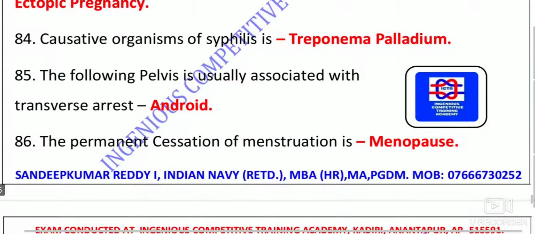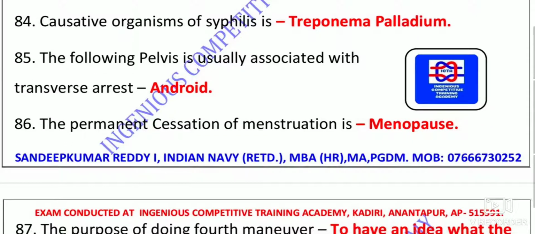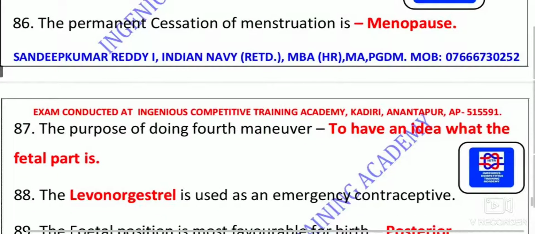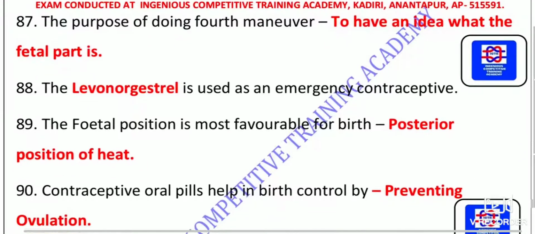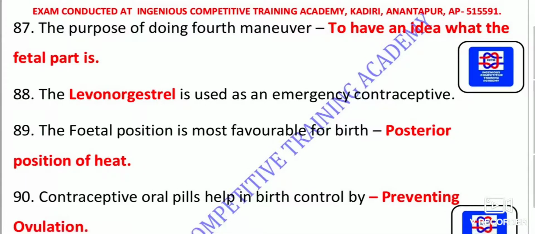The causative organism of syphilis is Treponema pallidum. The following pelvis is usually associated with what? Transverse, that is android. Next we have the permanent cessation of menstruation, that is menopause. At the age of 55, the woman will have permanent cessation, that is, no further menstruation will take place. The purpose of the fourth maneuver is to have an idea of what the fetal part is.